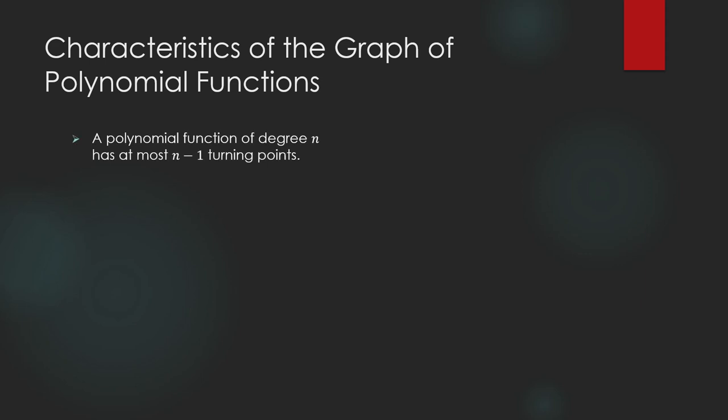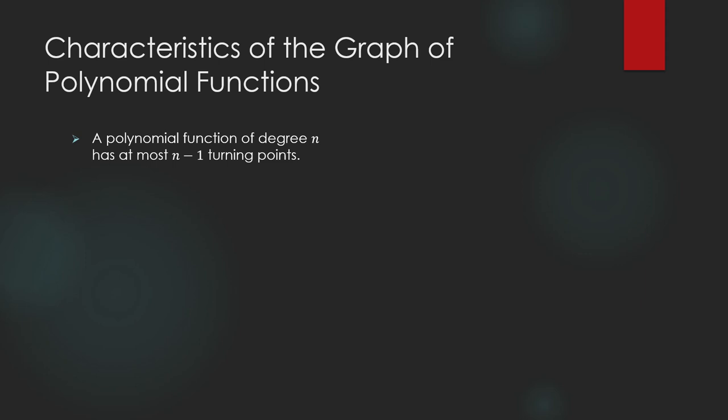So again, when you want to see some inferences about the behavior of the graph of a function, you pay attention to the leading term because the leading term will tell you the degree of your polynomial function. Okay? The degree will tell you the number of x-intercepts. It has at most n x-intercepts.